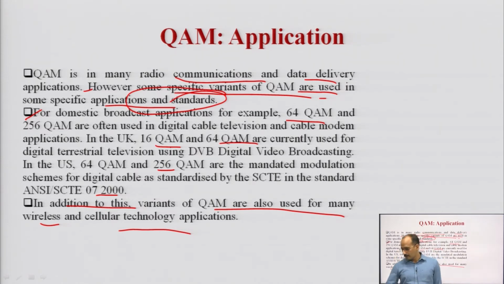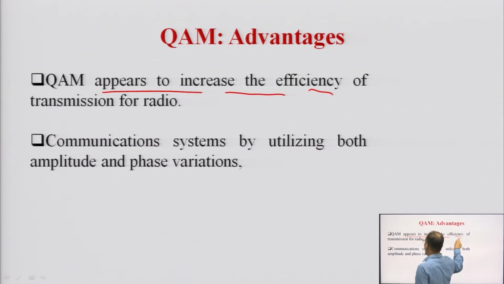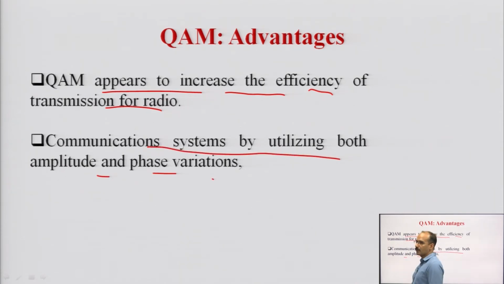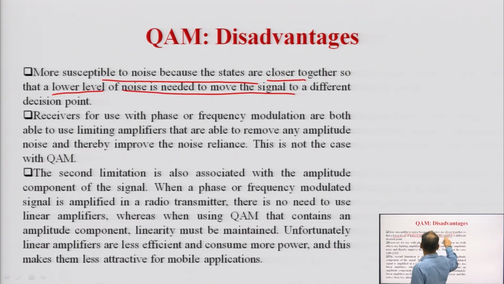But besides these, there are some advantages and disadvantages that we already discussed, but we are pointing out here that QAM has the advantage of increasing the efficiency of the transmission for radio and also the communication system by utilizing both amplitude and phase variation, combining a hybrid technology. There are some disadvantages also, such as being more susceptible to noise, because the states are closer together, so that a lower level of noise is needed to move the signal to different decision points.